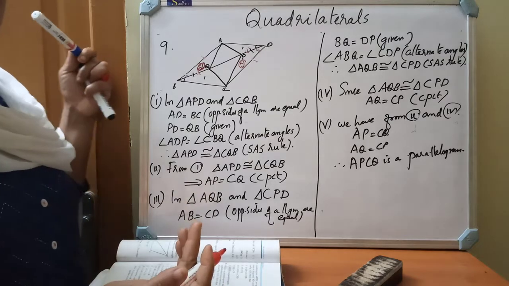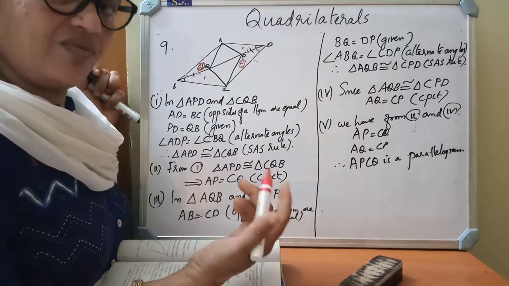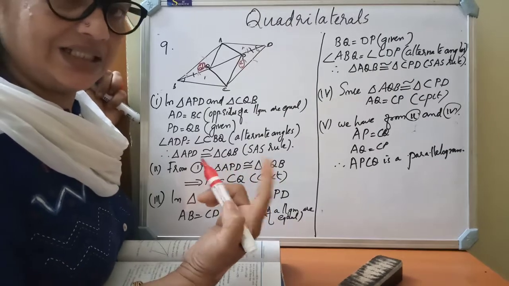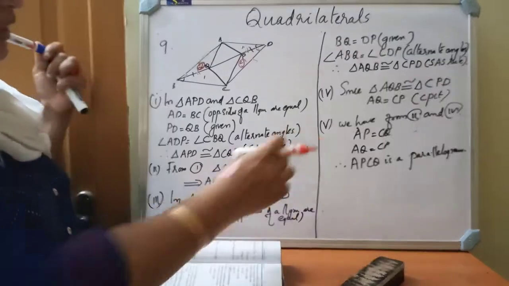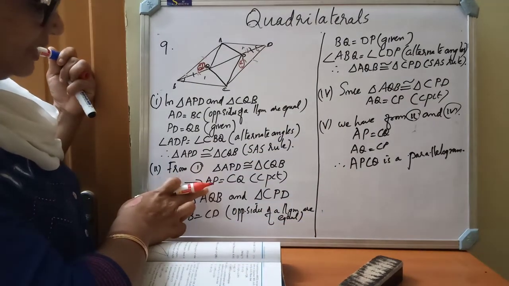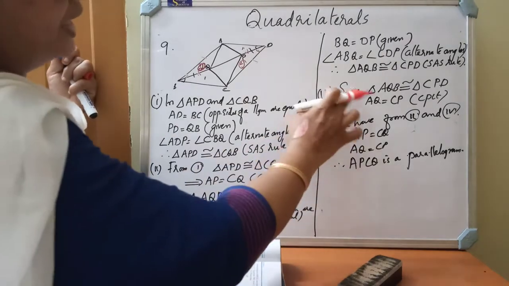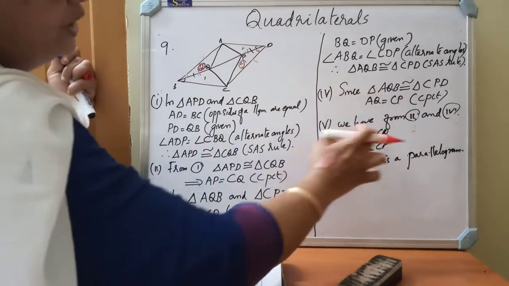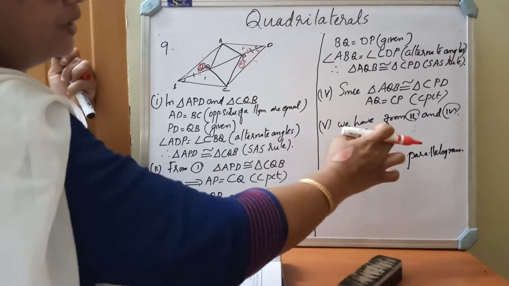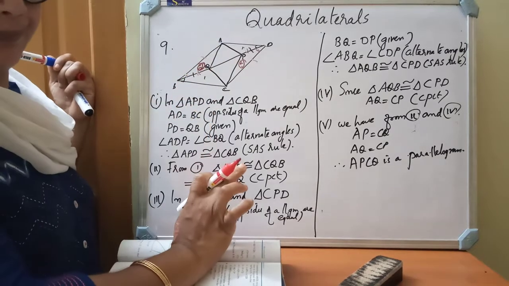APCQ is a parallelogram means what? In a parallelogram, opposite sides are equal. Or in a quadrilateral, if one pair of opposite sides are equal and parallel, then we can say that it is a parallelogram. So here APCQ is a parallelogram. Here second result we got AP equal to CQ. And the fourth result we got AQ is equal to CP. So these two pairs of opposite sides are equal, AP equal to CQ, AQ equal to CP. So APCQ is a parallelogram.